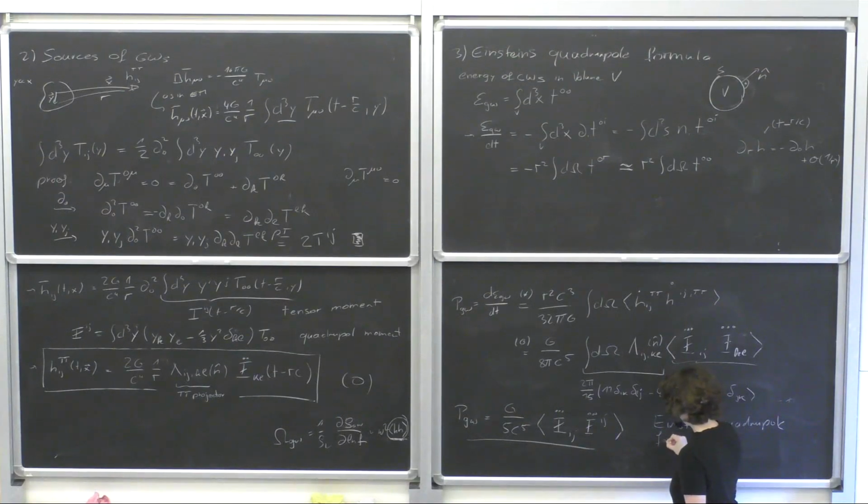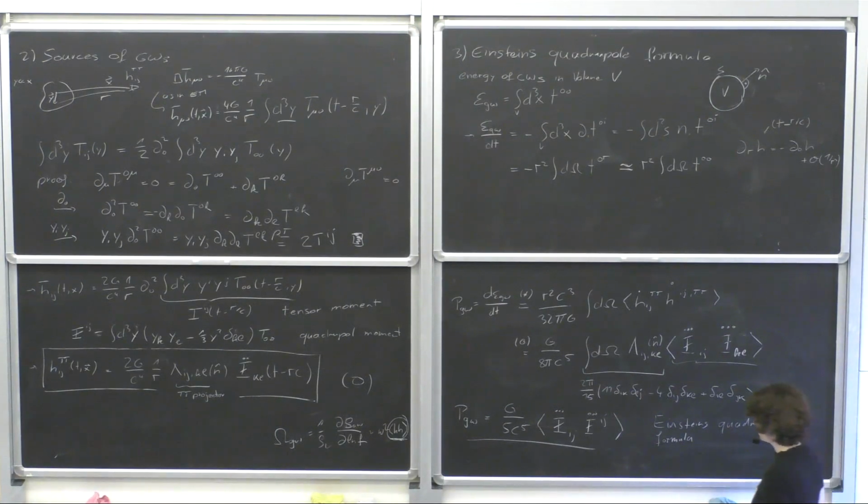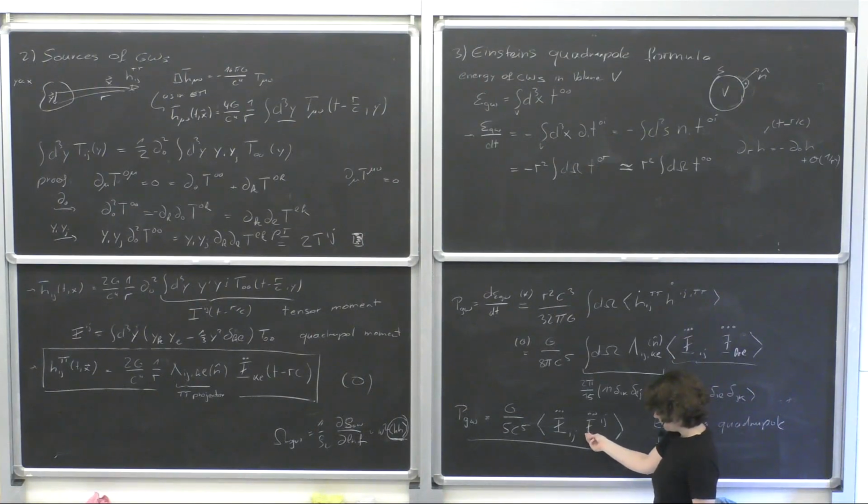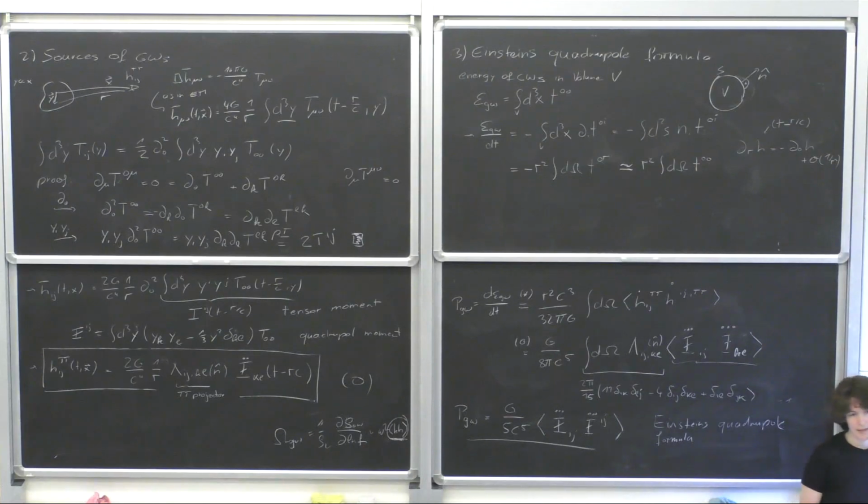And now you can, for example, take any source. You can take, I don't know, an orbiting black hole binary, or you can take a phase transition in cosmology, and if you can compute the quadrupole moment, you can directly estimate how much gravitational waves you'll be producing, and also, in the same way, how much energy the system is going to lose by the emission of gravitational waves.